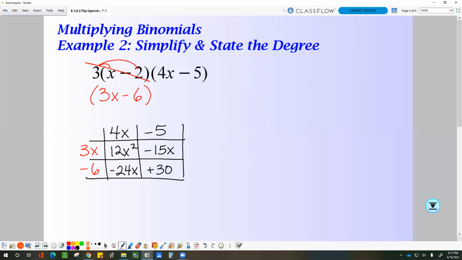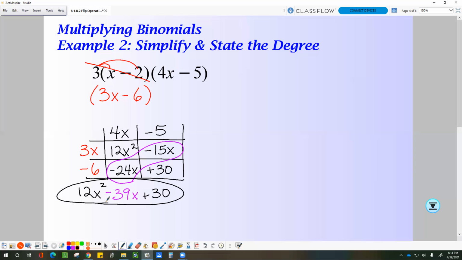On the diagonals, you'll find that you have like terms. You can combine. Here I have -24x minus 15x. That's -39x. And the other two boxes, I don't have anything to combine these with. I don't have another x squared term. I don't have another constant. So I just bring these down. Here's my multiplied, simplified polynomial.